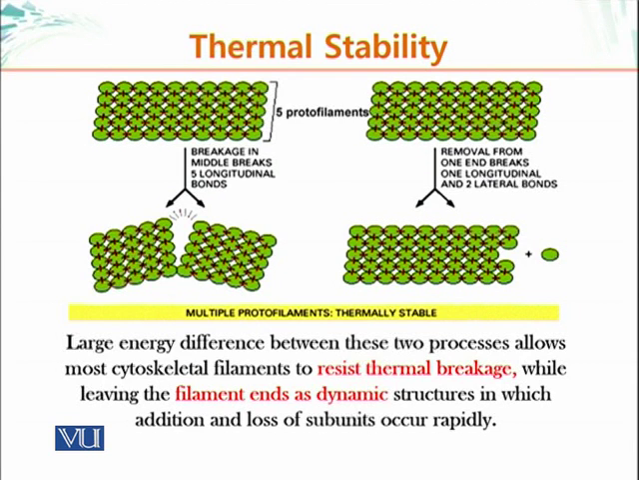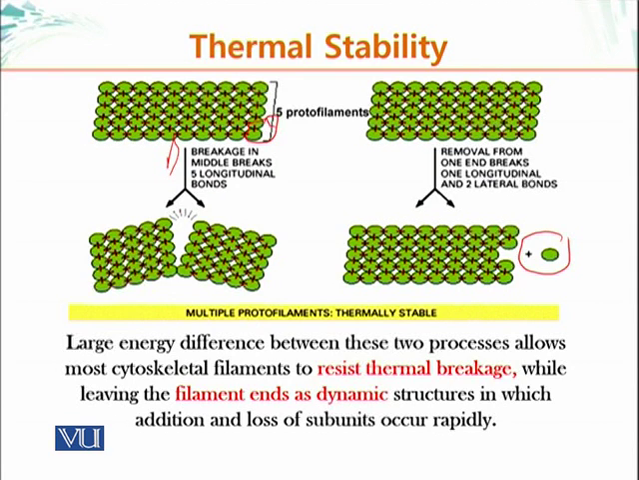In order to break this filament laterally, we will have to get rid of a lot of these bonding forces, whereas if we were to just break one of these monomers at the very tip, it will require that we break one longitudinal bond, or perhaps 1 or 2 lateral bonds. So again, making protofilaments and laterally associating them increases the thermal stability of our cytoskeletal elements.